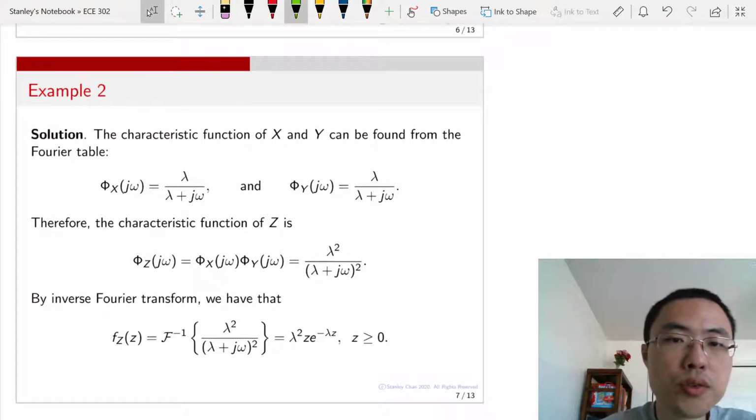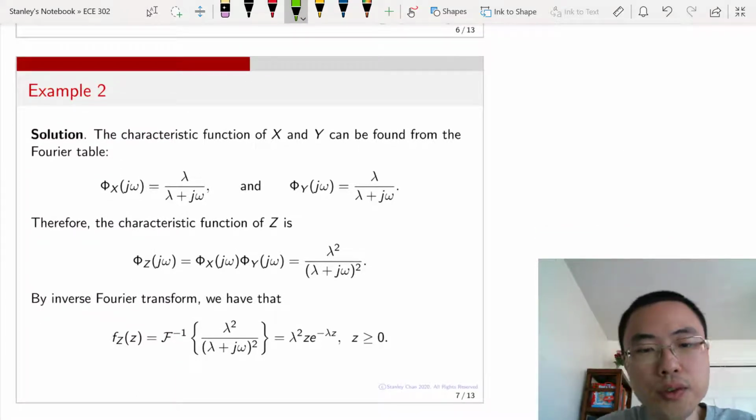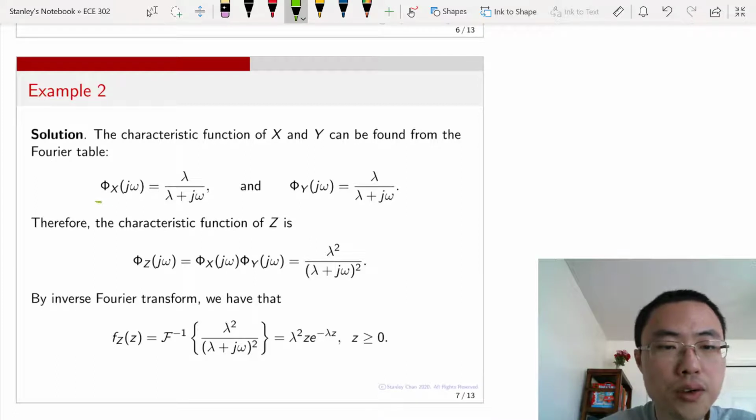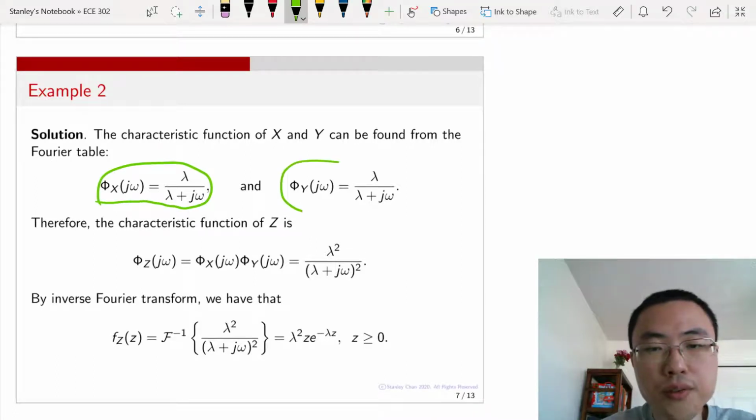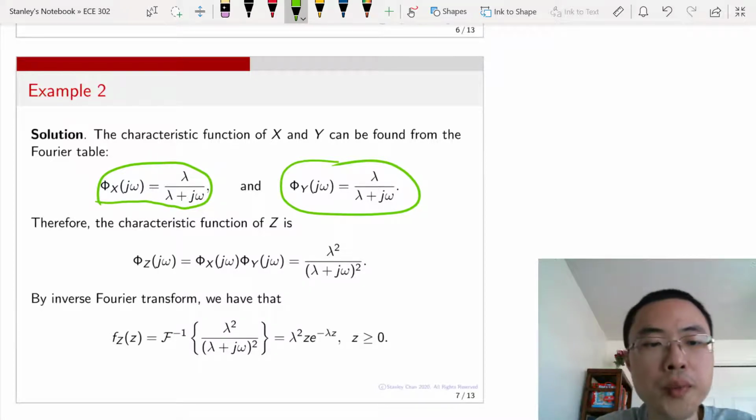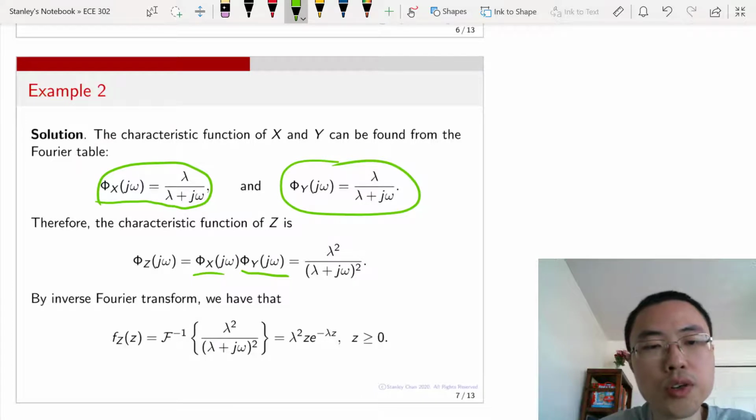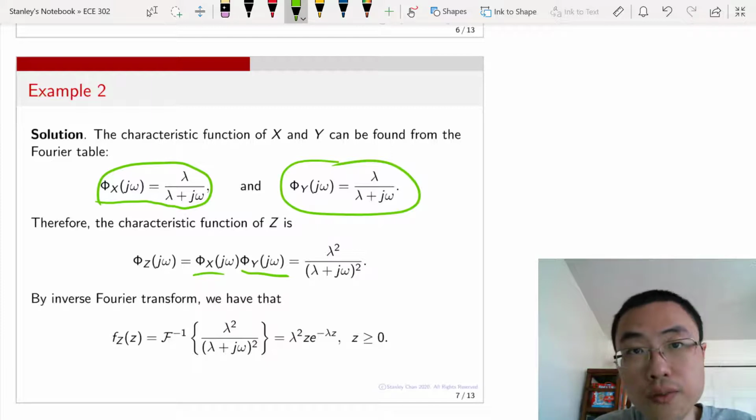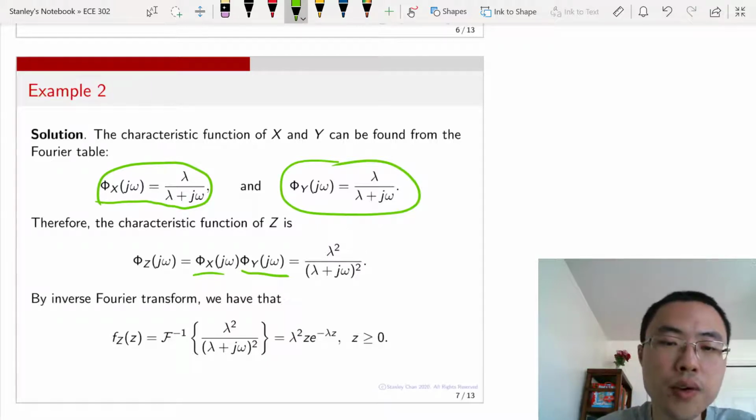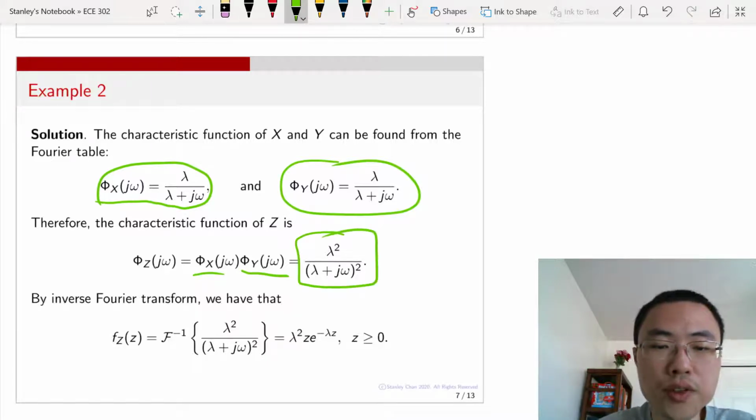So the solution of this problem is given as follows. You have the characteristic function of x, characteristic function of y. That comes from the transform table. And then you take the product of the two. That is because the two random variables are independent. And therefore, when you try to find the characteristic function of z, that will be equal to the product of the two individual characteristic functions. You multiply the two together, and then you have this form.